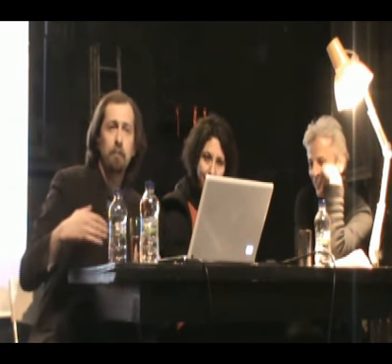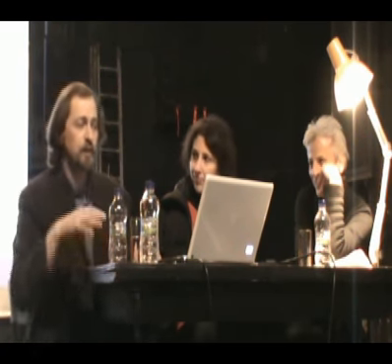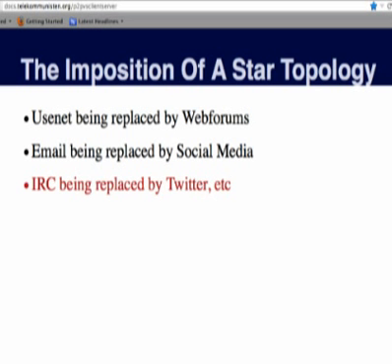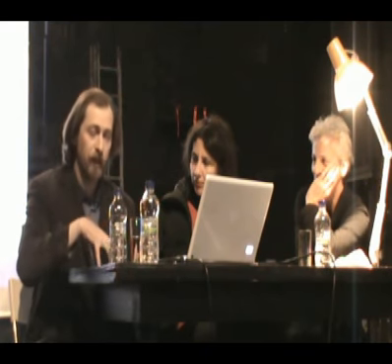So what the capitalists began to do was to impose a star topology on top of the mesh networks. So instead of the classic peer-to-peer internet, they replaced this all with web-based platforms. So Usenet was replaced by web forums, email by social media, IRC by Twitter, etc. So instead of using these peer-to-peer tools on different platforms, all of a sudden they were centralized into one platform that was based on a client-server architecture.